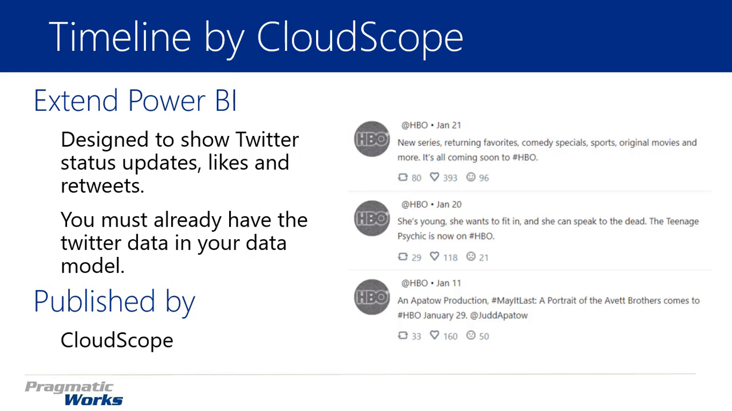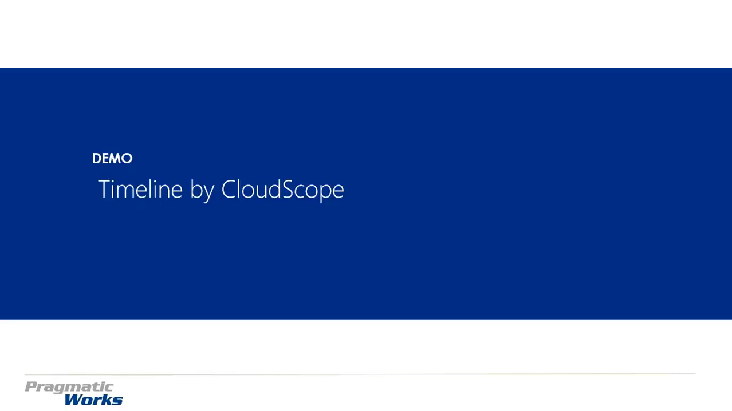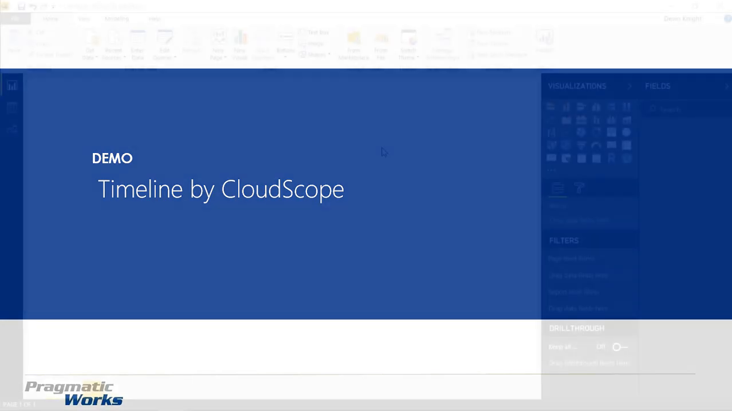Now, this one is developed again by CloudScope. You've heard me mention their name several times. They actually have quite a few visuals that are around displaying social media data. So you can search and find some other visuals that they have done if you're really interested in displaying that social media type data. All right, so let's go ahead and jump into our example today to look at how to use the timeline by CloudScope, an example that I have come up with.